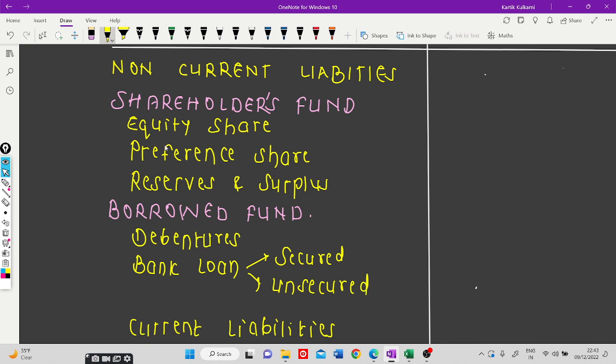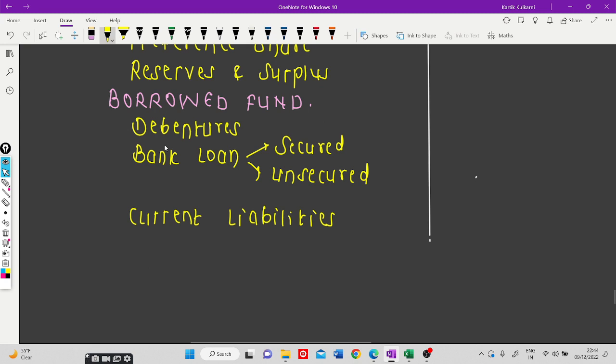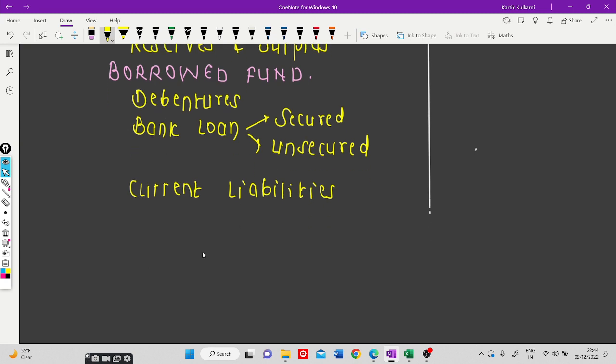And current liabilities examples are creditors. Some examples of current liabilities are creditors, bills payable, bank overdraft, etc.